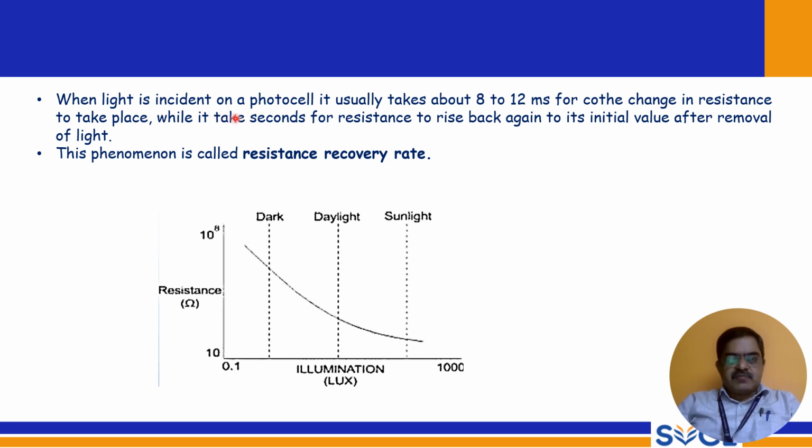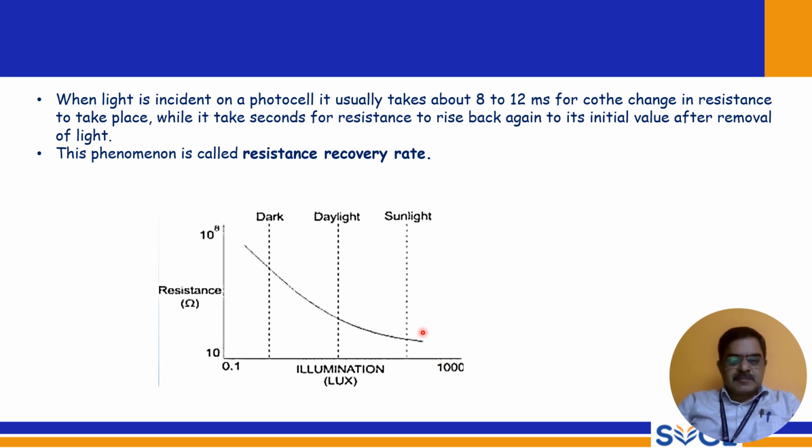When light is incident on a photocell, it usually takes about 8 to 12 milliseconds for the change in the resistance to take place, while it takes seconds for the resistance to rise back to its initial value after removal of the light. This phenomenon is called resistance recovery rate. So this recovery is possible after removing the light, and the resistance increases on decreasing the light. When you keep increasing the light, the resistance keeps decreasing.